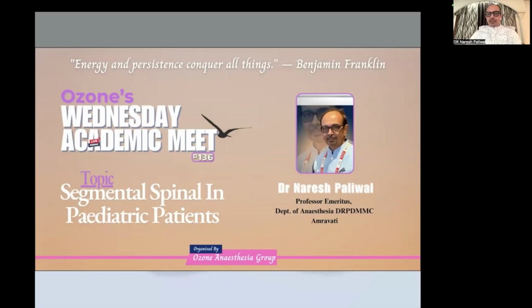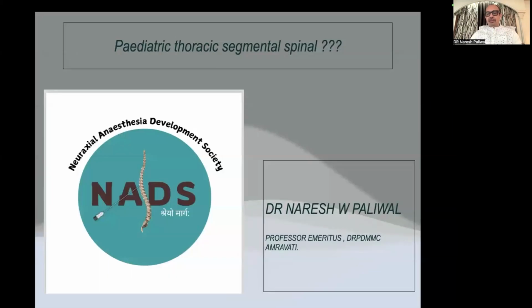There is actually not much of a difference in the rationale of doing adult and pediatric segmental spinal. So I assume that everyone knows what segmental spinal is, and I will not go into details of this. But because of some developmental, anatomical, and physiological factors, there is a slight difference in neonates, infants, and small children, which makes it a little difficult and less acceptable in this category of patients. Otherwise, it is almost similar to adults.